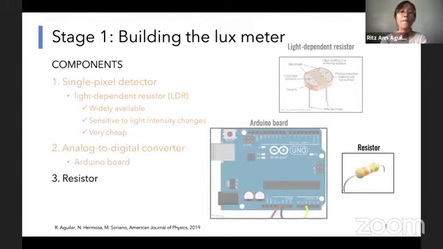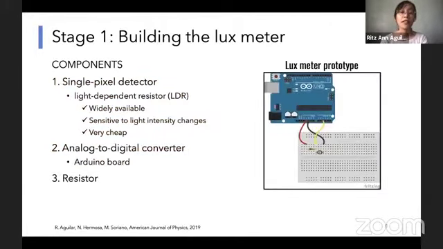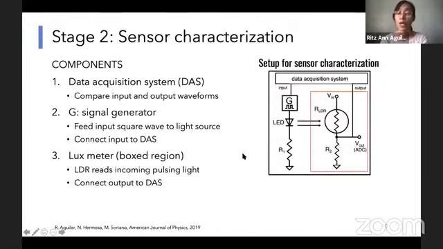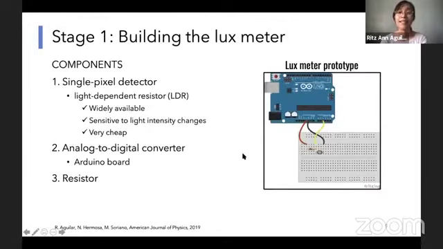After collecting these components, you can build your LOX meter prototype that looks like this. With an LDR, you can make a very simple voltage divider circuit, and this is already proportional to your intensity signal. In the LOX meter prototype, what I have here is just the LDR and the resistor connected in series to form the voltage divider circuit.